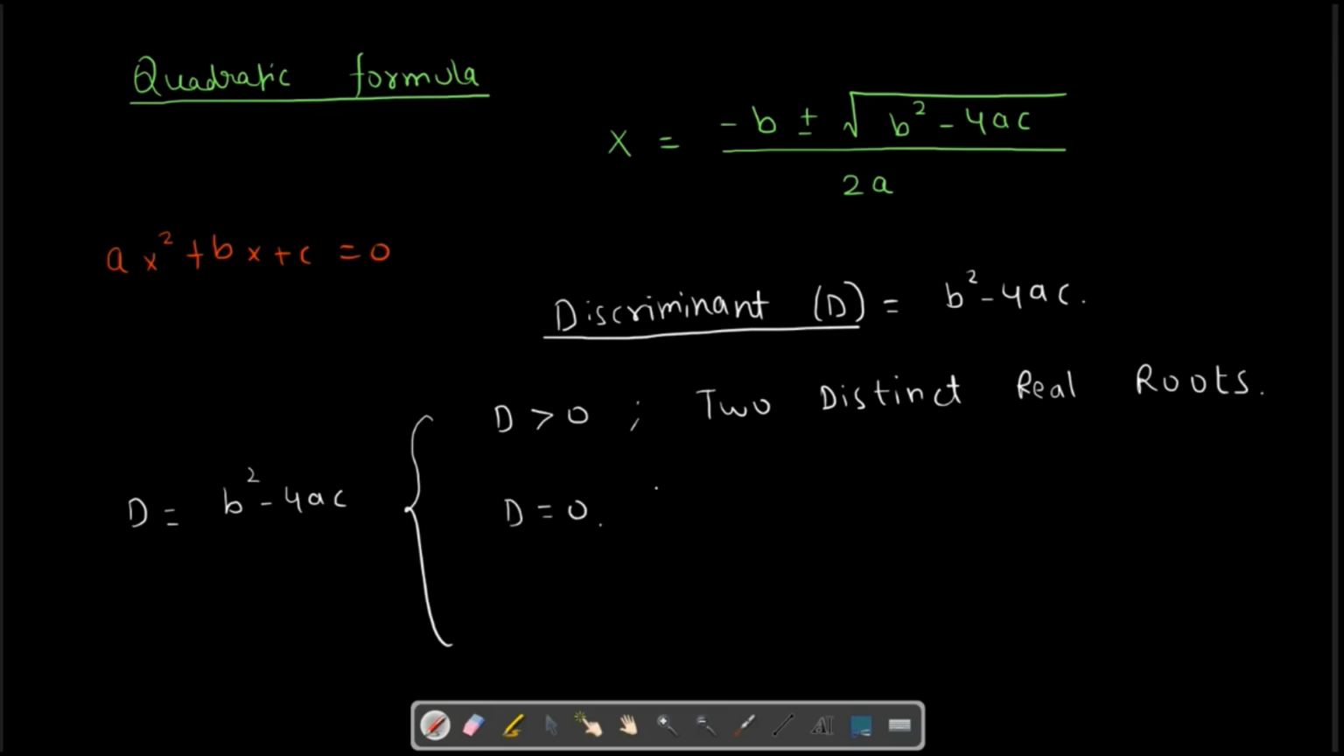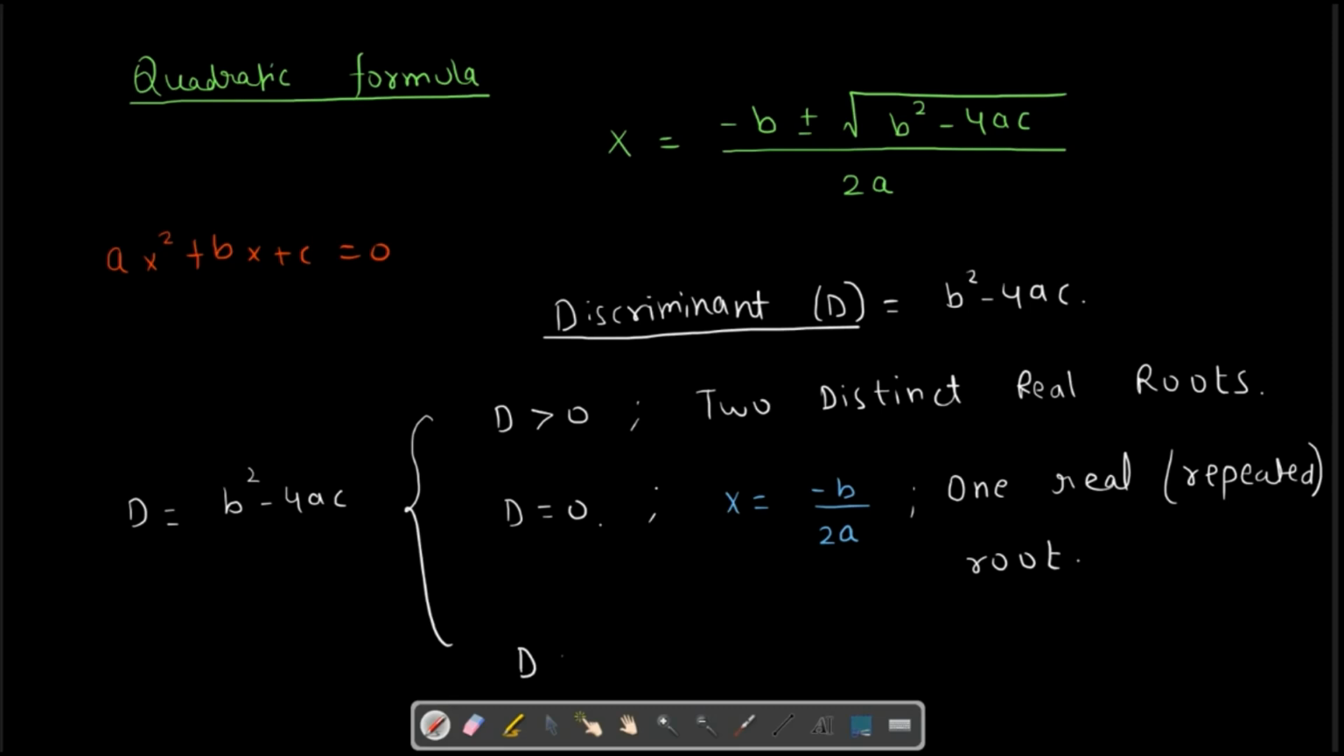What if d is equal to 0? If d is equal to 0, this complete expression will be 0, because the square root of 0 is just 0. So what is the value of x which we are getting? The value of x is just negative b over 2a. It means that although we are saying that it will have a total of two roots, it turned out only one root. So what does it mean? It means that this root is repeating itself. So it does not have two distinct real roots. It has one real, repeated root.